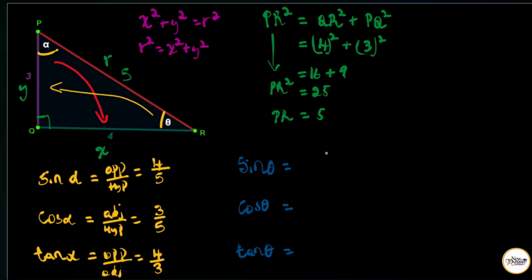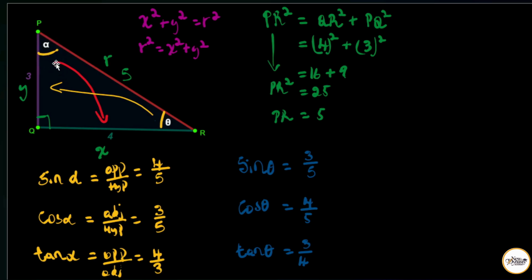So defining here sine theta, it is going to be the opposite, which is 3, over the hypotenuse, which is still 5. And cos theta is the adjacent. Our adjacent with respect to theta now is 4 over the hypotenuse, which is still 5. And tan, which is the opposite over the adjacent, is going to be 3 over 4. And that's how you do this. That's how you define trigonometric ratios depending on where your angle of reference is.